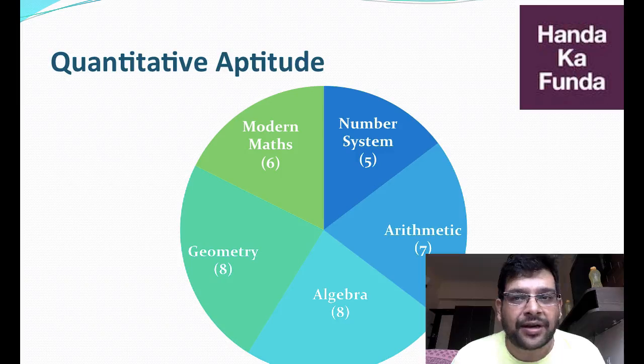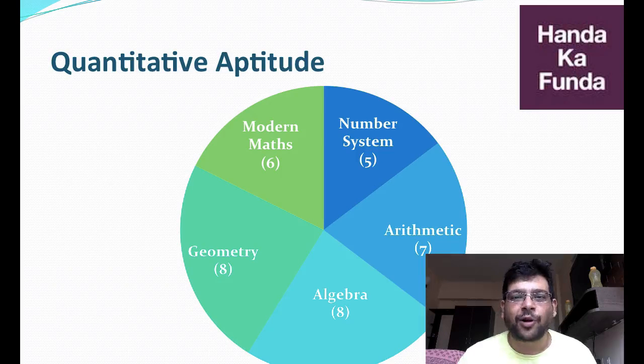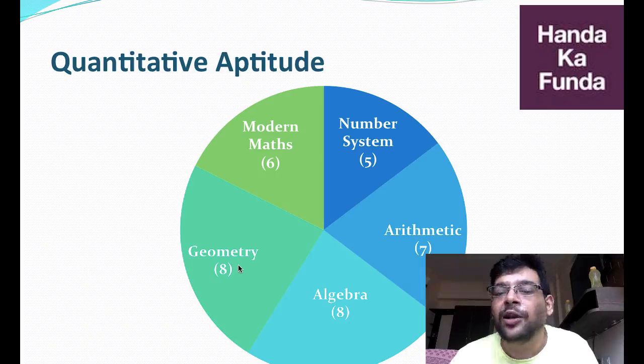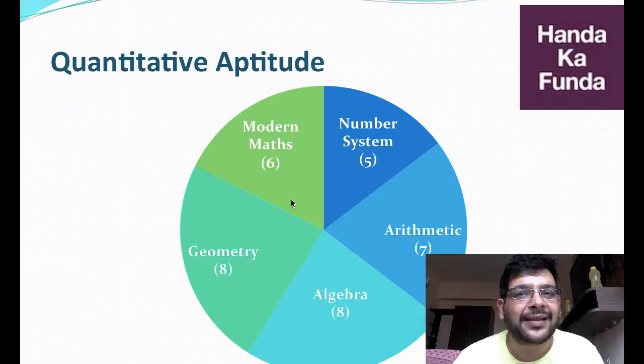Is it that important? No, it is not. What is a lot more important is something in geometry, something like circles, something like polygons, calculating area, calculating volume, stuff like that. That has a higher chance of being asked than something fancy in permutation and combination.